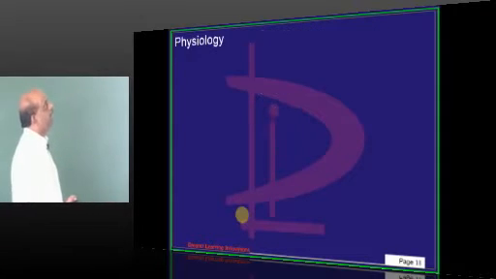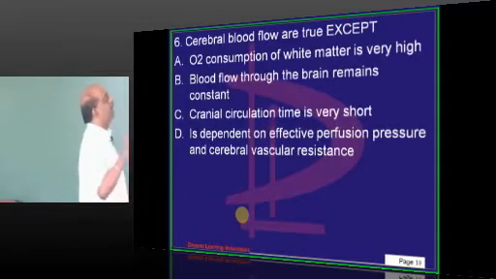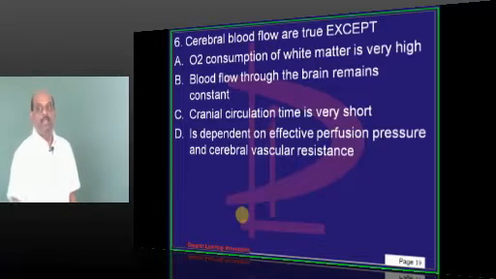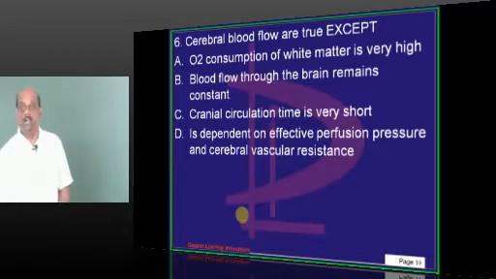Now, cerebral blood flow. What is correct about it? A. Very good.